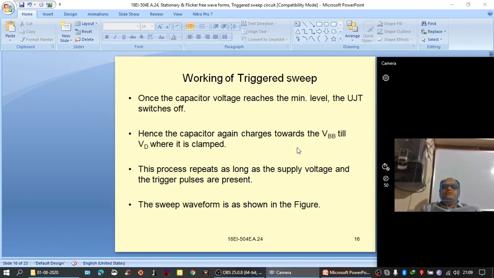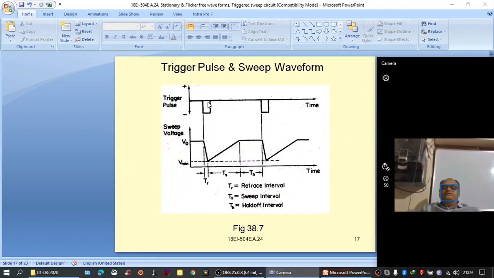So the capacitor once again charges towards VBB and it is clamped to VD. It cannot charge beyond VD. This process repeats as long as the supply voltage and the trigger pulses are present. The sweep waveform is as shown in the figure. Yes, you can see here.